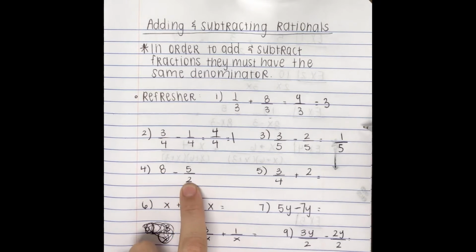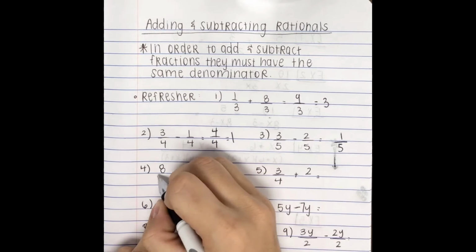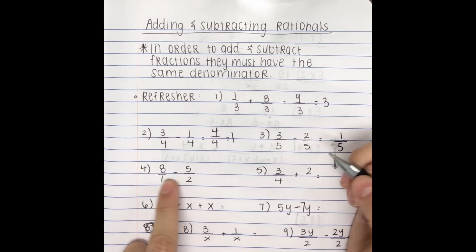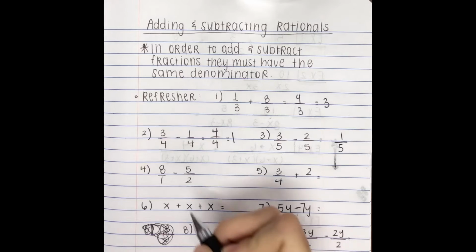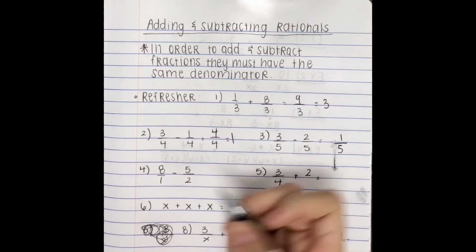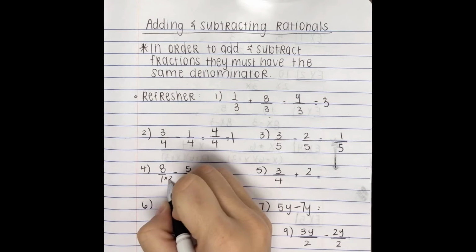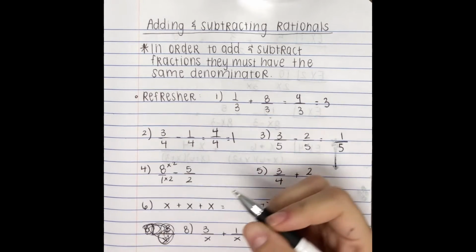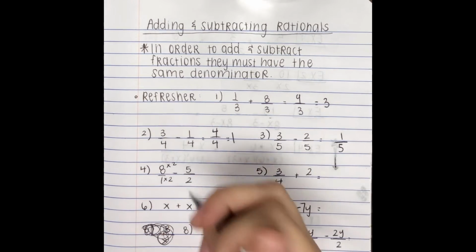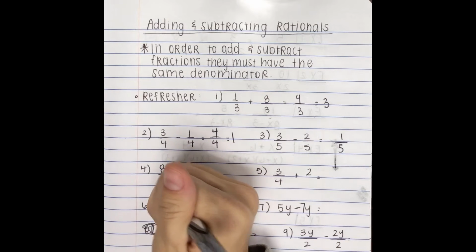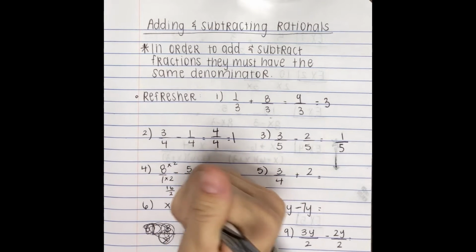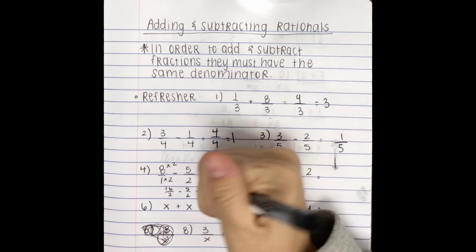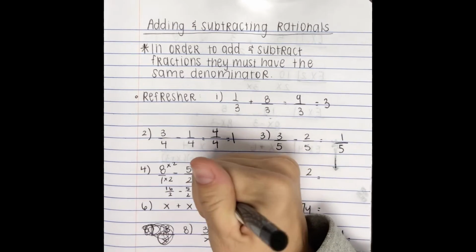Here, we have 8 minus 5/2. Well, 8 is really 8/1. We have a different denominator, okay? So what I would do is make a 1 be denominator of 2 by multiplying it times 2. Multiply the bottom times 2, then I multiply the top by 2. So I really have 16/2 minus 5/2. 16 minus 5 is 11/2.